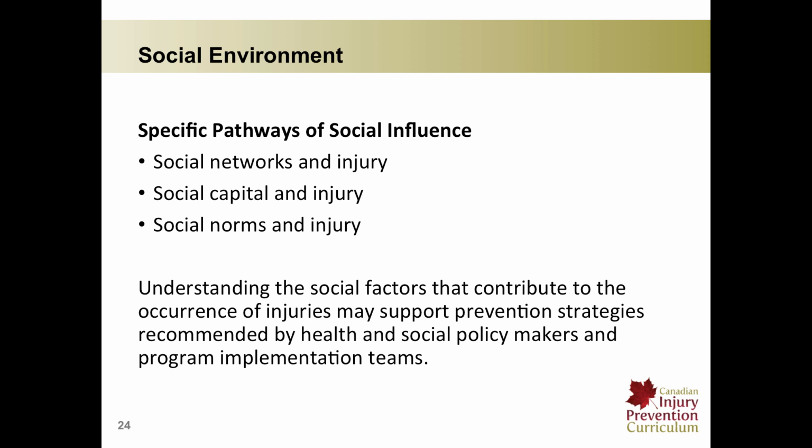So what does this all mean? Understanding the social factors that contribute to the occurrence of injuries may support prevention strategies recommended by health and social policymakers and program implementation teams. Social and behavioral factors can be modified by education, community capacity building strategies, and urban planning initiatives. Examples of injury prevention activities associated with social environmental factors might include peer education programs for high-risk behaviors and occupational health and safety campaigns that focus on building and leveraging stronger social environments at work.